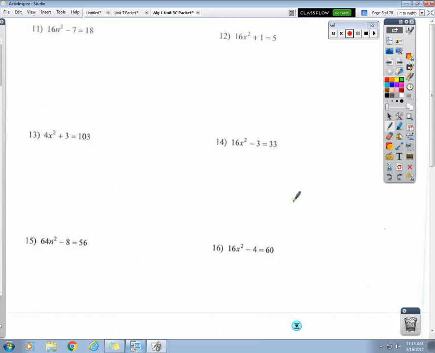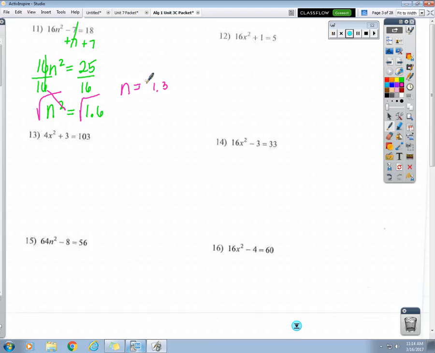Okay, now flip to the next page. Number 11. What would we do first on number 11? Add 7. First you add 7. And so now we have 16n squared equals 25. Now to solve for n, what would we do to both sides? And so n squared equals, what's 25 divided by 16? If we're rounding that to the tenth place, what would it be? 1.6. Now how do we isolate the n? Square root it to cancel out the power of 2. And so your answer is the square root of 1.6, which is 1.26. If you round that to the tenths place, it would be 1.3, and then just like always, plus or minus.